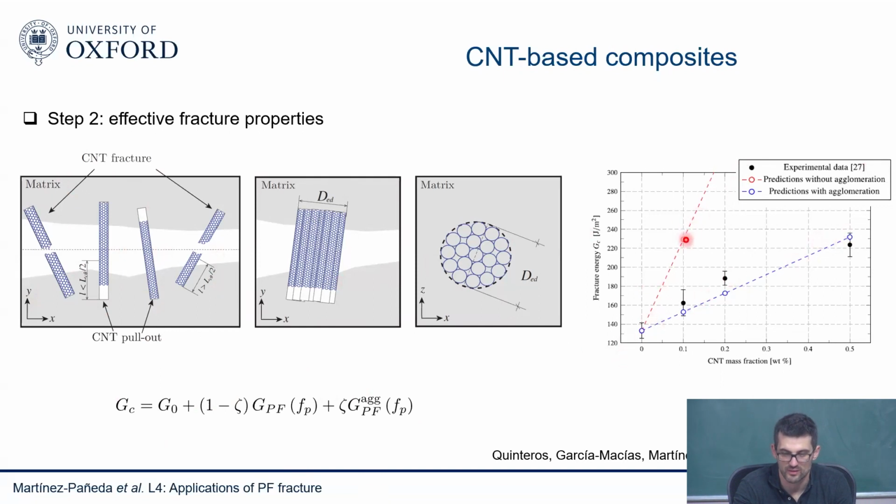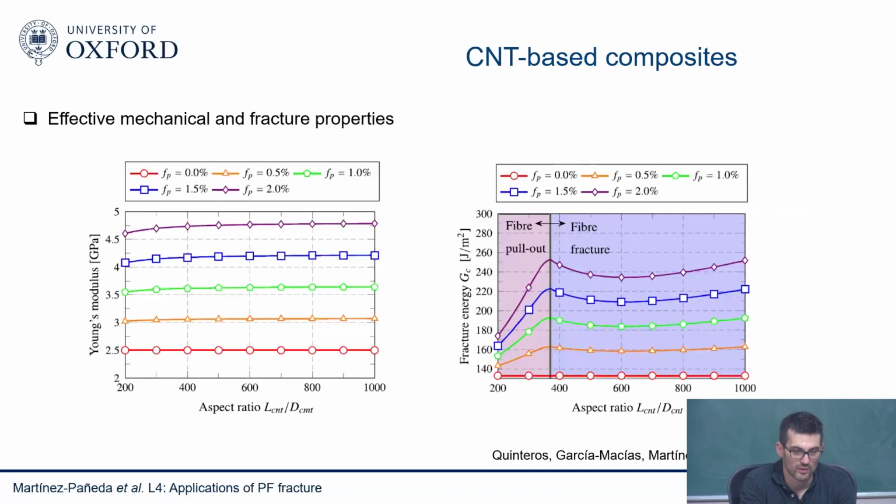This is the fracture energy versus the carbon nanotube mass fraction. You can see that the carbon nanotube mass fraction has an impact on not only mechanical properties, but also fracture properties. So there's some sort of toughening effect related to the application of these nanotubes. So this is what the effective mechanical properties look like. So these are, again, all a pre-processing step.